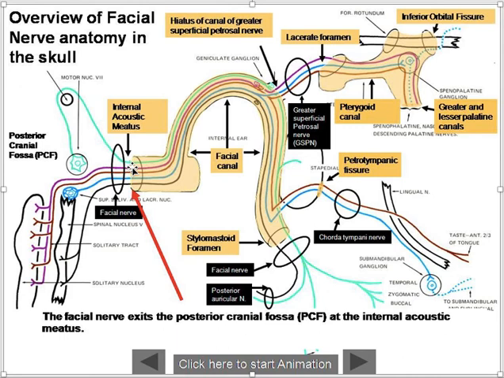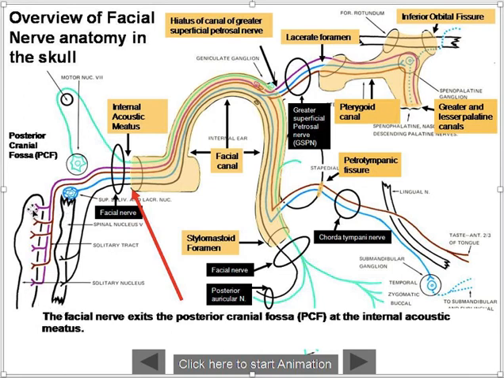You can see over here they are showing the posterior cranial fossa. Here they are showing the nuclei. There is a nucleus over here, there is a nucleus this one, and there is a nucleus this one.